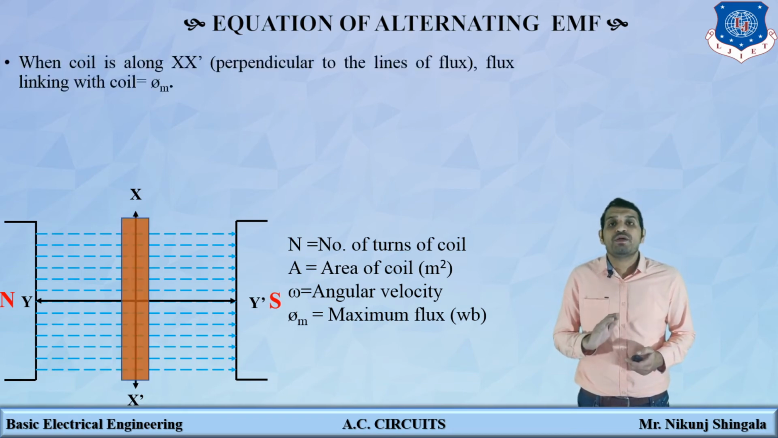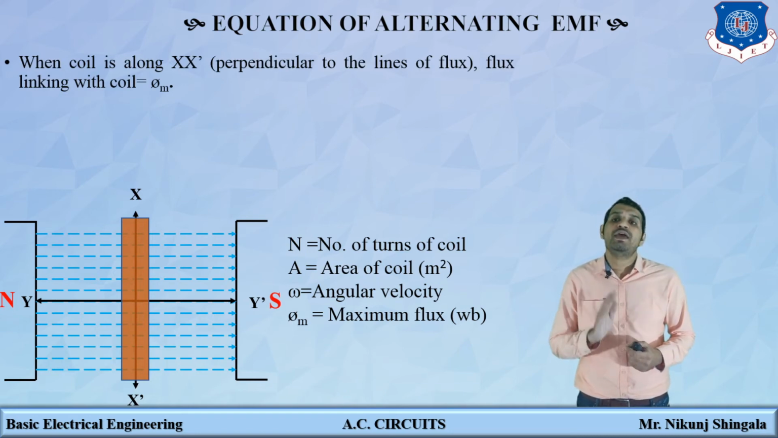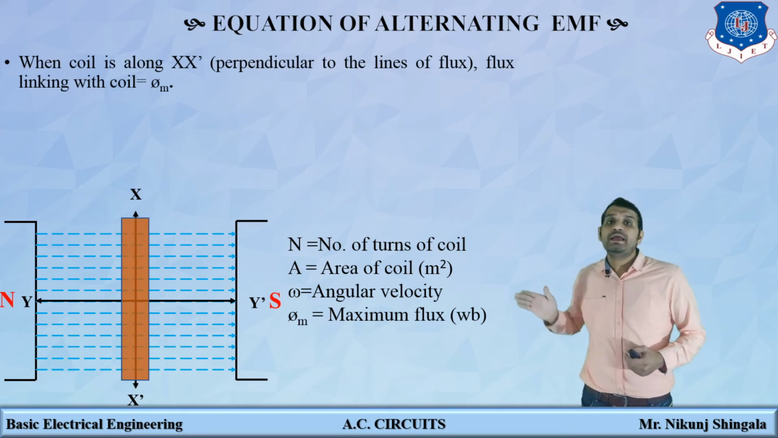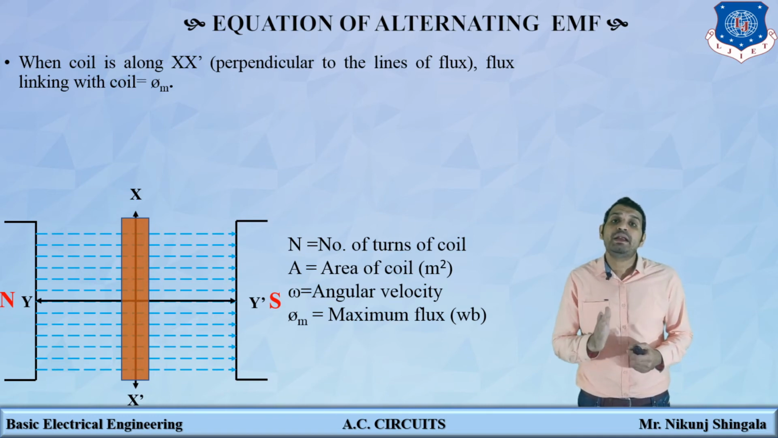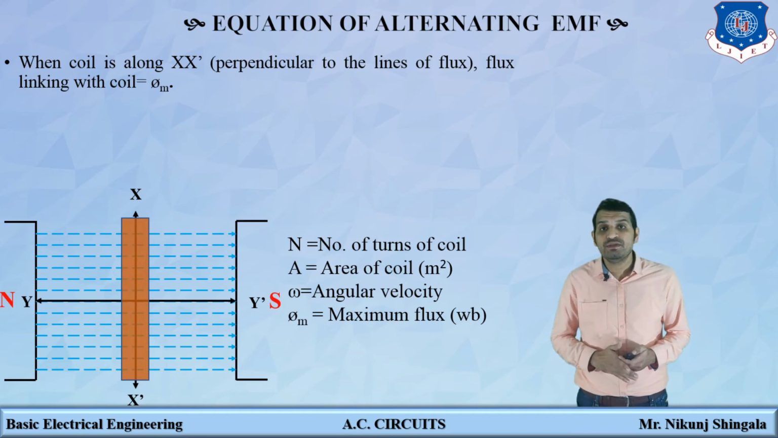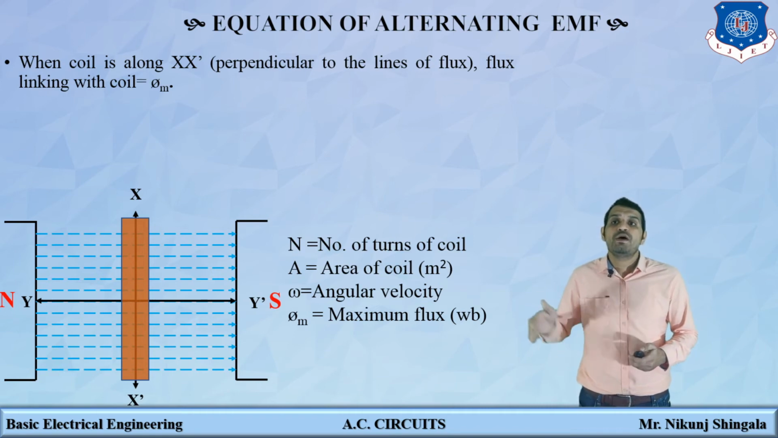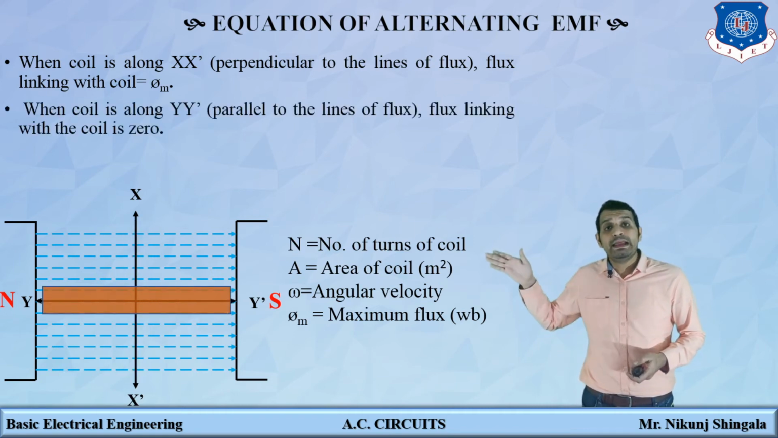Now suppose the coil coincides with the x-axis, so you can see here it is perpendicular to the magnetic lines of force or magnetic field. So maximum flux will be produced in this case, and maximum flux is represented by phi m, which is measured in Weber. Now suppose the coil is rotated by 90 degrees.